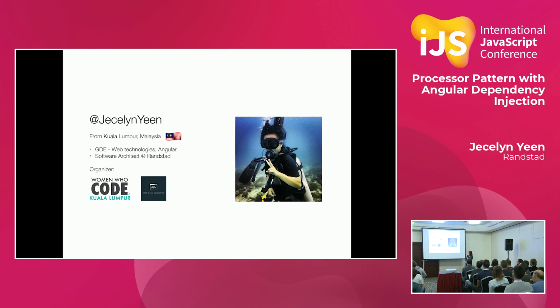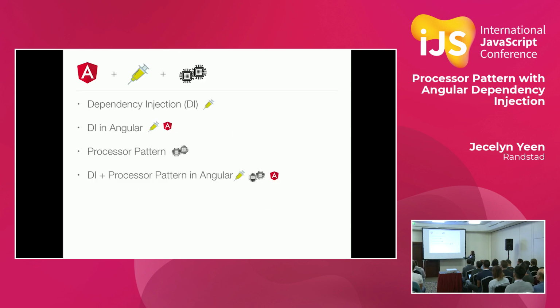Okay. And currently I work as a software architect at Randstad. Randstad is an HR company. If you haven't heard of Randstad, there's a company called GULP, G-U-L-P, GULP DE in Malaysia. It's in Germany. It's a child company of Randstad as well. Okay. So that's me.